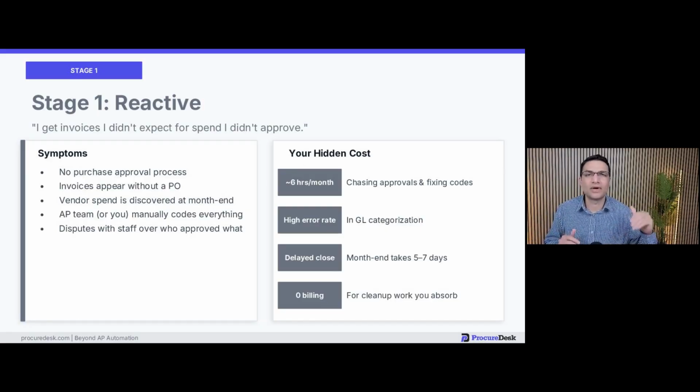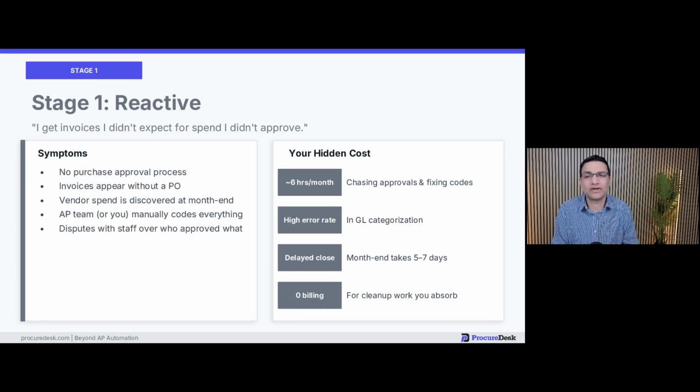So you're running month to month to understand exactly how much is committed until the invoice hits the books, right? Number two is vendor spend is not discovered until month end, and you also have your team chasing manual codes everywhere. So again, if you're spending a lot of time reaching out to stakeholders in the client's organization, you are probably in the reactive mode. And of course, there is no clarity on audit trail: who approved, when it was approved. Again, these are symptoms. So what is your hidden cost?